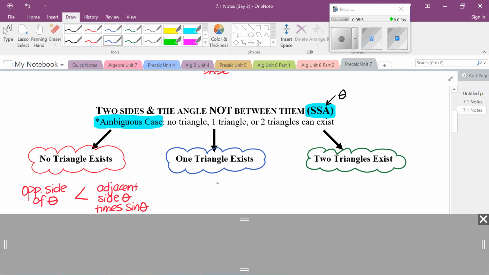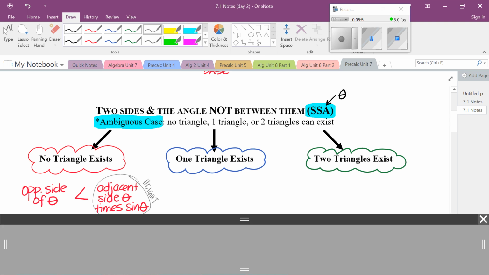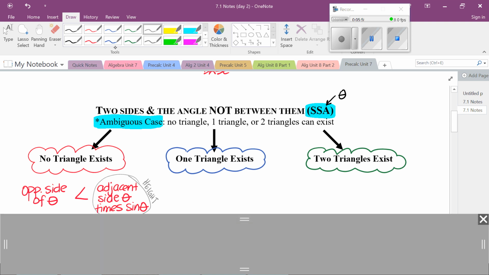One triangle, oh, and really quick before I continue, I want you to know that this adjacent side of theta times the sine of theta is the height of the triangle. So this is actually the height of your triangle. Okay? One triangle will exist if the opposite side of the angle theta is greater than or equal to the adjacent side.